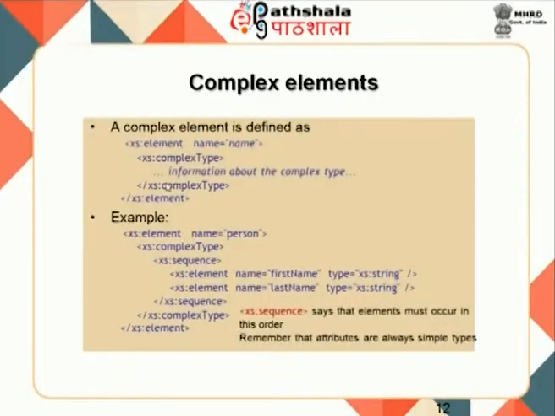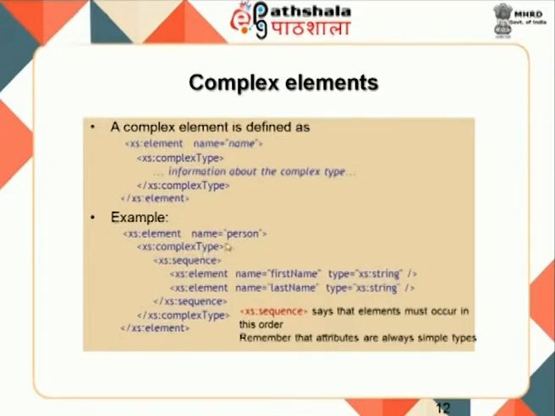Now, we will see what the syntax is to define complex elements. We know what a complex element is. Any complex element has to be defined with a data type called complex type. It is no more a simple type, instead you call it a complex type. So, the basic syntax is the element and the name of the element is given. Following it, you say complex type and the information about the complex type. So, here is an example. There is an element whose name is person, and it is defined as a complex type.